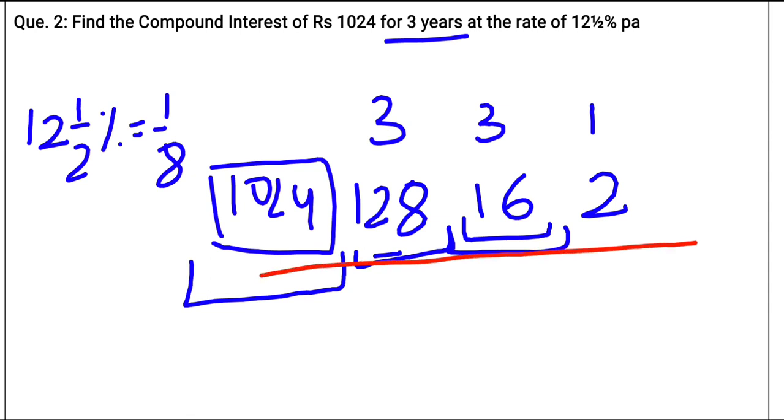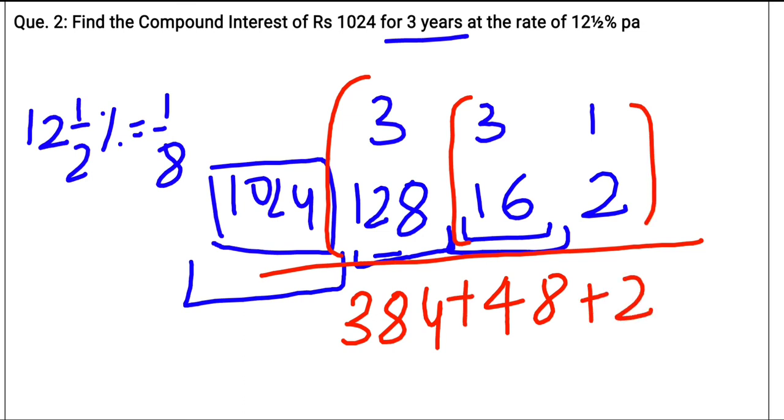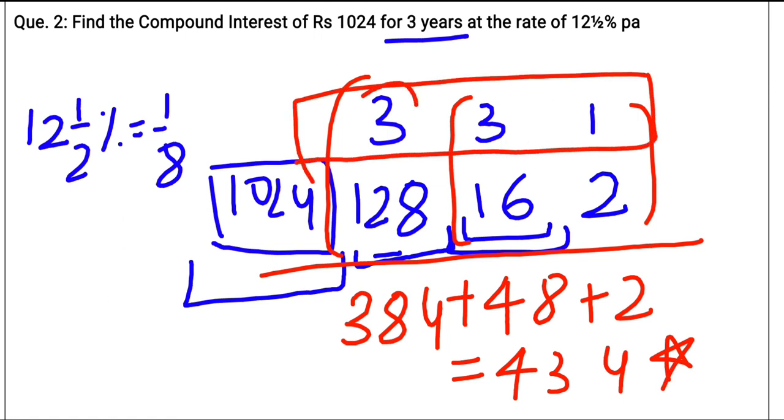Now at this step we have to multiply. So multiply these two. What do we get? 384. And multiply these. What do we get? 48. And multiply these, we get 2. Now add these. So what do we get? We get this, and this is our answer. Fine, simple. So this is the key. You should know these numbers, and rest is very easy.